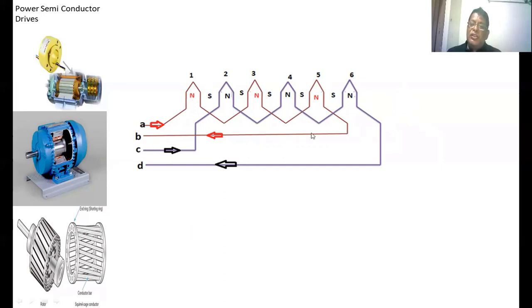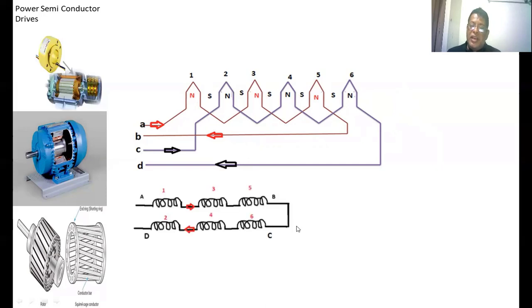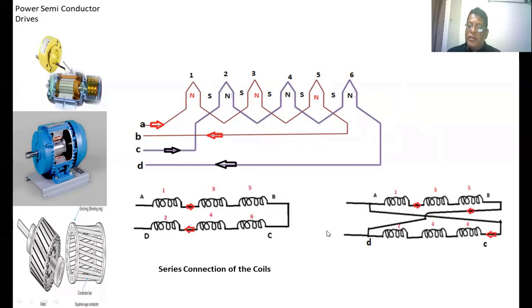Again, we can connect these two group coils in series as well as parallel without disturbing the direction of the current through the group coil. That we have shown here and here. Already we have seen the slip torque characteristics previously for the 6 pole and 12 pole. For the 12 pole, the synchronous speed will be decreased, so the speed of the motor also will be decreased. For a 6 pole, the synchronous speed will be more when compared to the 12 pole, so the speed of the motor also will be more.